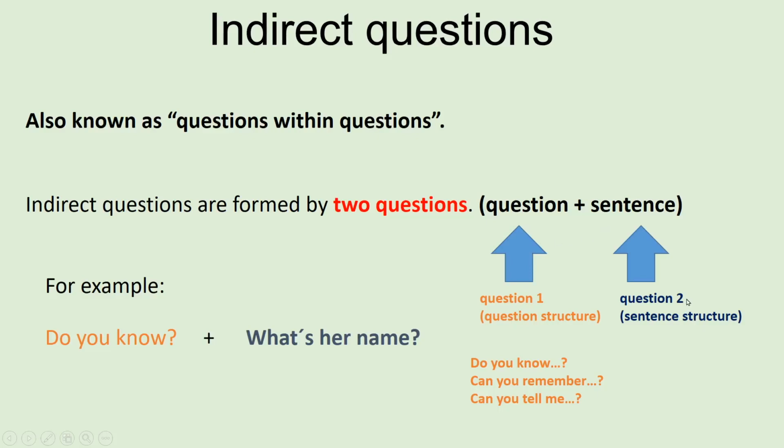But question number two cannot go the same. We cannot say, do you know what's her name? That's wrong. So we need question number two, in this case, what's her name, in a sentence structure. So we can say, do you know what her name is?